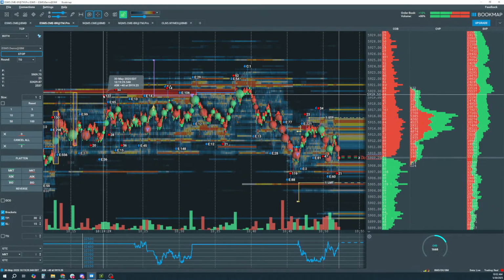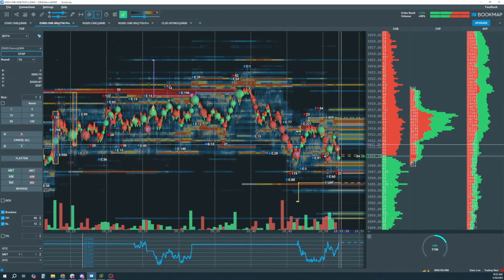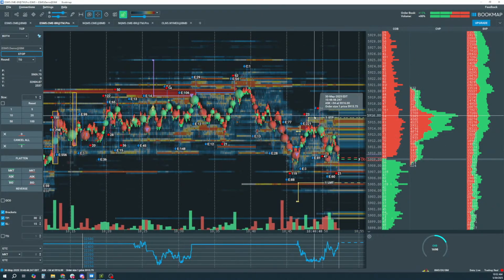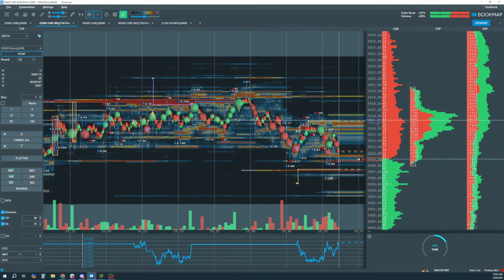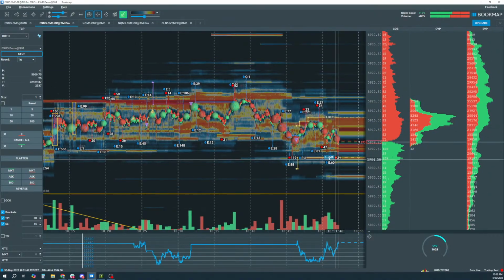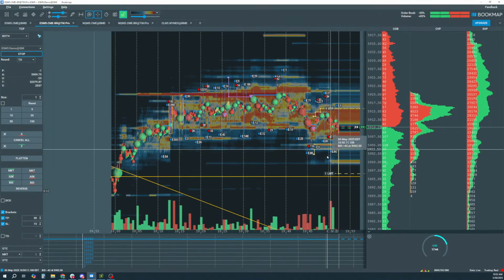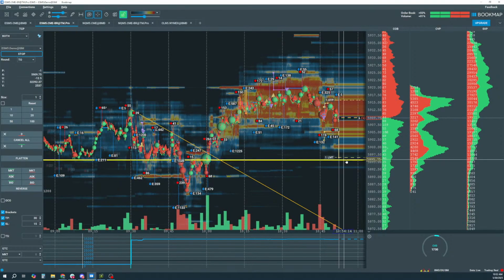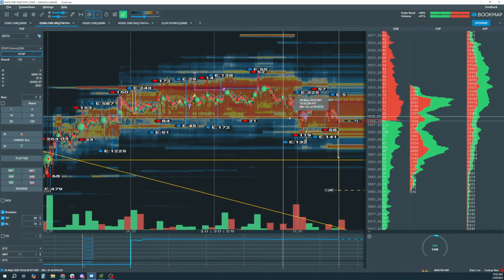All right. Well, I'm still looking for follow through here to the downside. In fact, I'm going to even move my take profit, and we can go for the swing low, maybe of the day here. We'll just move it down.